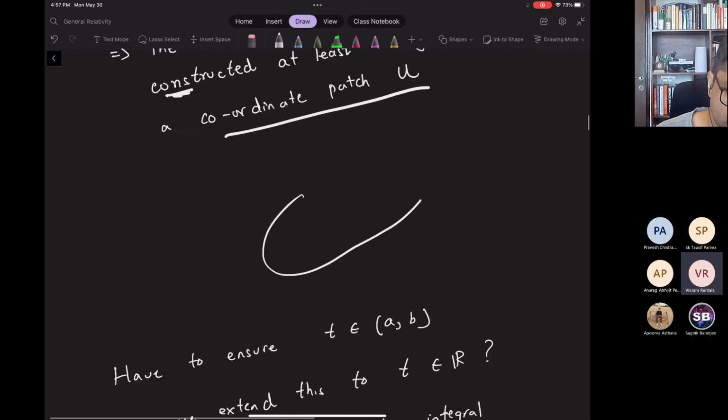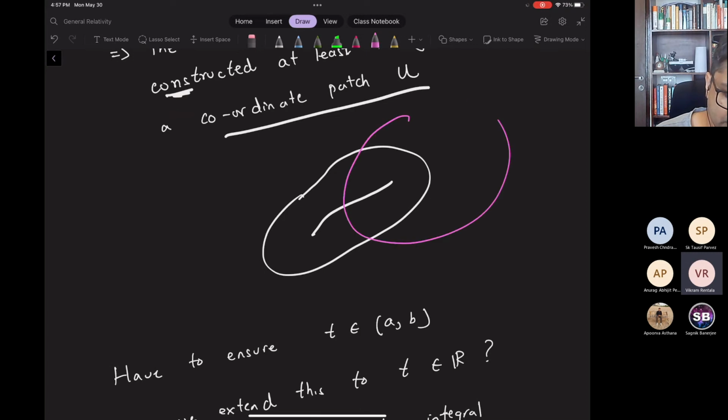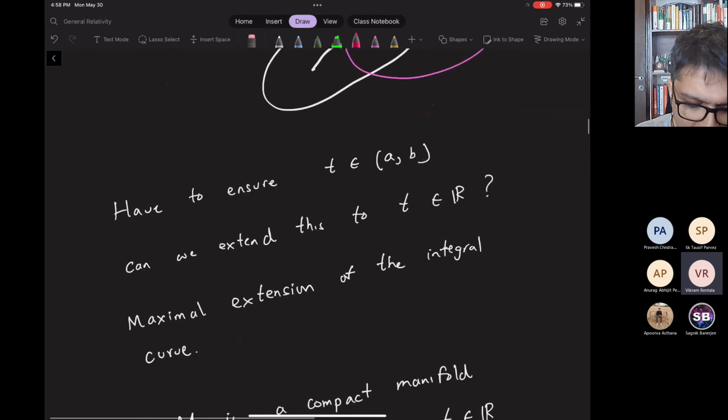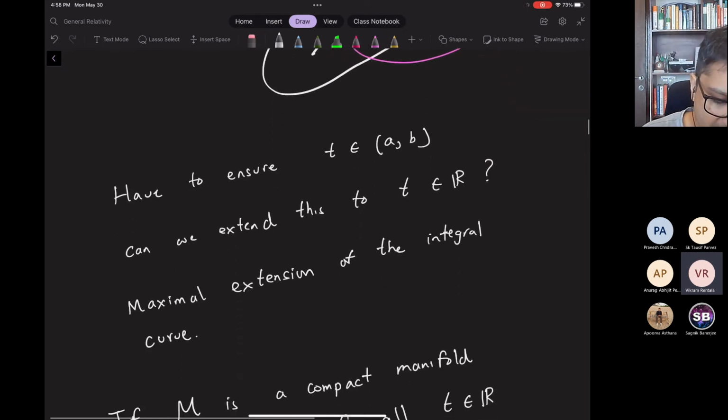Now if I have one integral curve within this coordinate patch, and then I have another overlapping patch, then in this patch I can continue the integral curve. Again, by this theorem the integral curve is unique, so the integral curve here has to match, and therefore I can continue on my integral curve. So I can always continue to build this integral curve over the entire manifold, independent of my coordinate system.